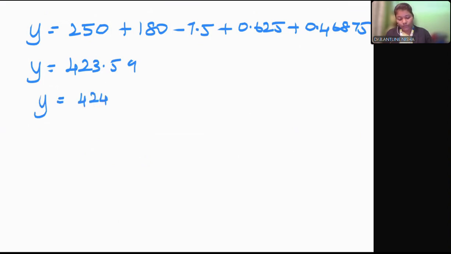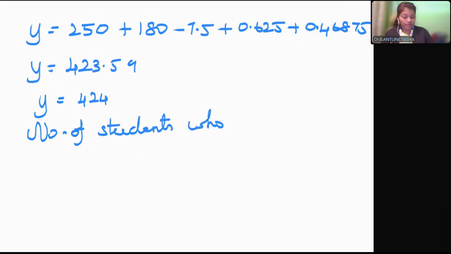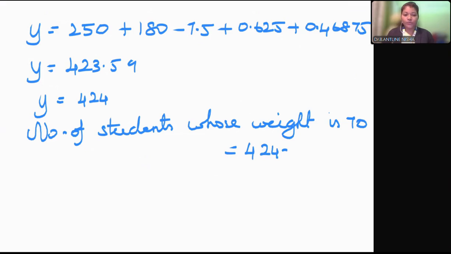Okay, so the number of students whose weight is 70 is equal to 424. But I need the number of students whose weight is between 60 to 70.